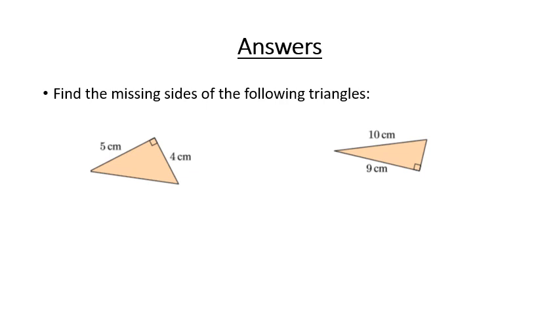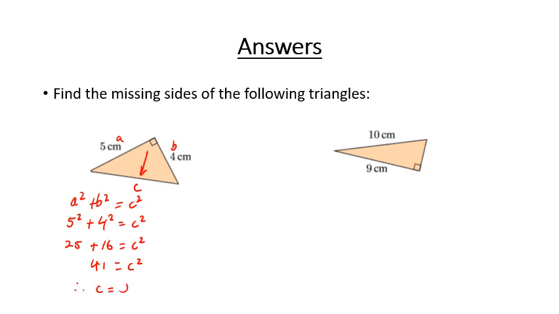In our first triangle, I'm going to label it A, B, and C. Remember, C is always opposite the right angle, and C is called the hypotenuse. So in this particular case, we're trying to work out the hypotenuse. We can just use our normal Pythagoras equation, and we substitute our values in. We end up with 25 plus 16 equals C squared. Therefore, 41 equals C squared. Therefore, C equals the square root of 41 centimeters.